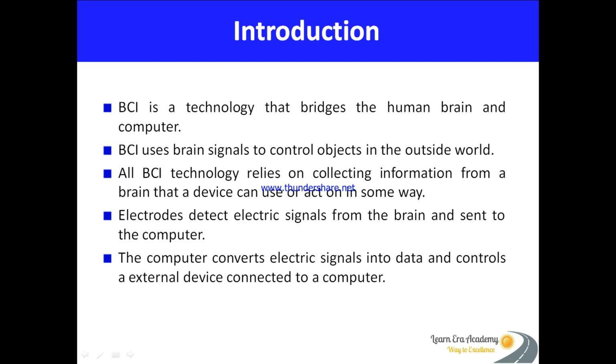What is BCI? Brain-computer interface is a technology that allows the human to convey their intentions to the outside world directly from their thoughts. That is, human can control a computer or an electronic device with their thought. It is normally done by using electrodes. The electrodes detect electric signals in the brain and send to the computer. The computer then translates these electric signals into data, which is used to control a device connected to a computer.